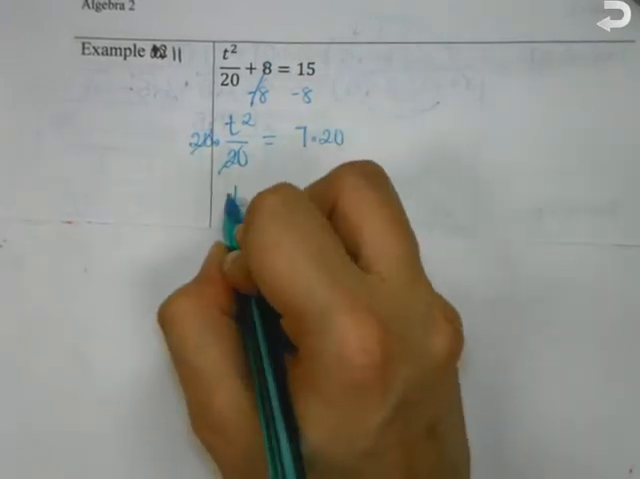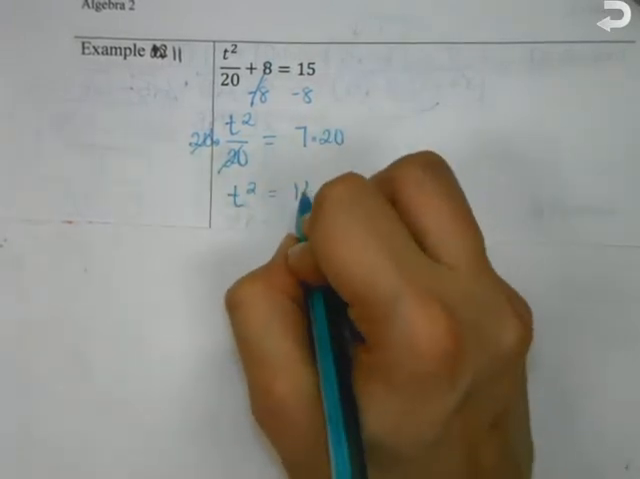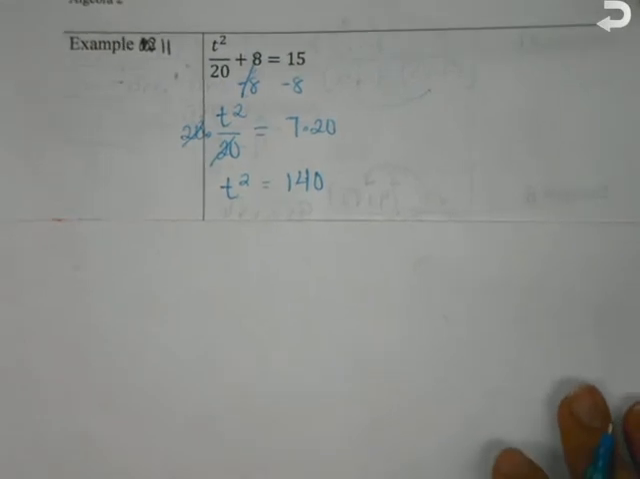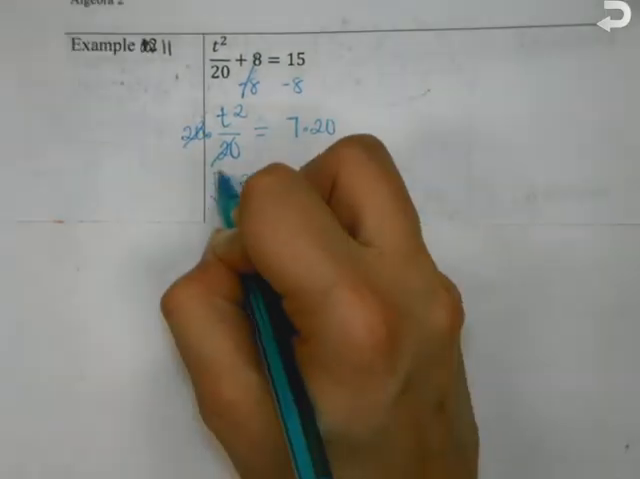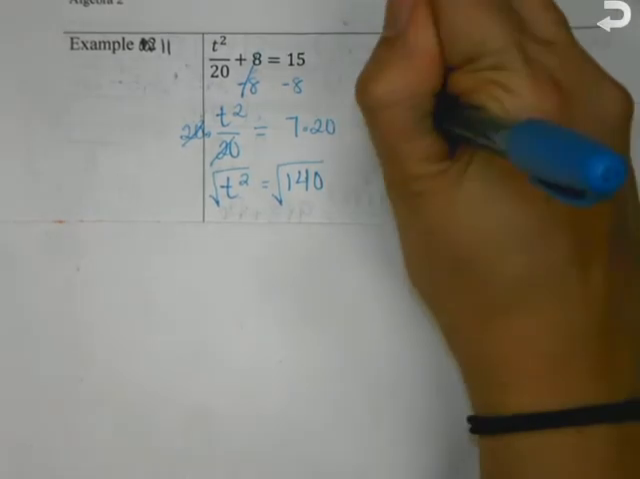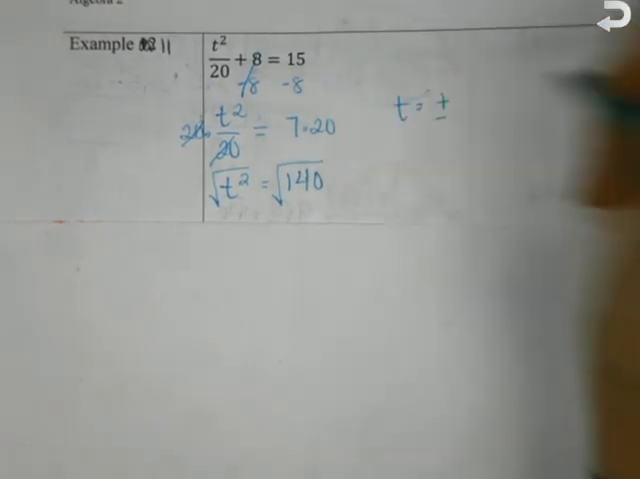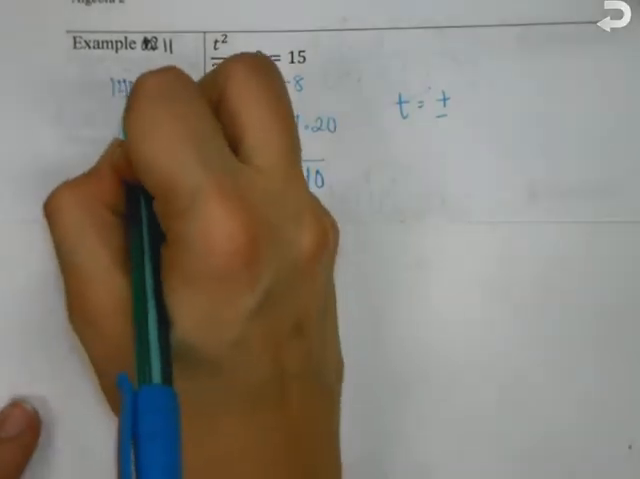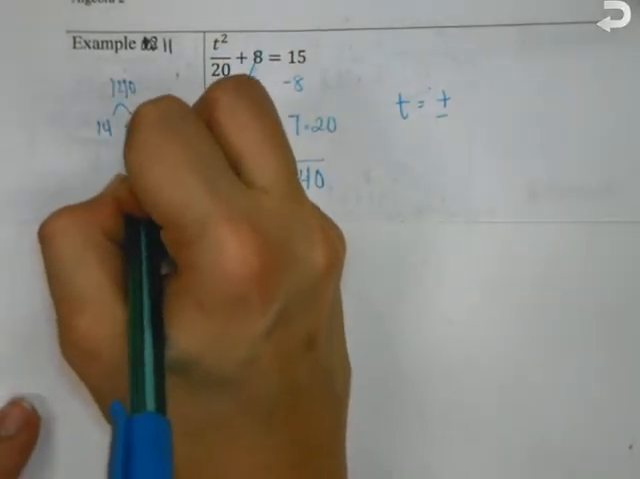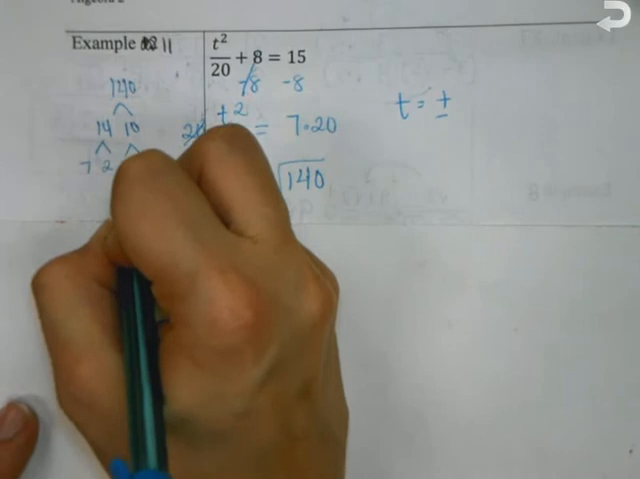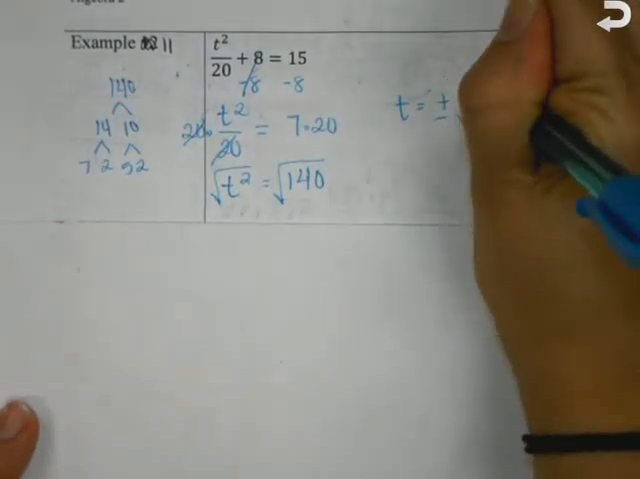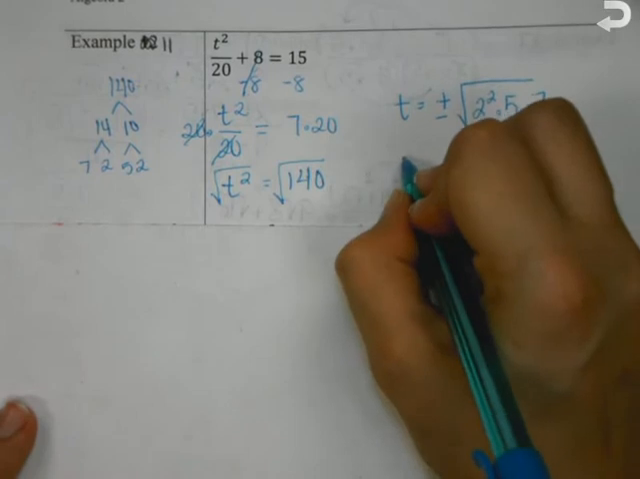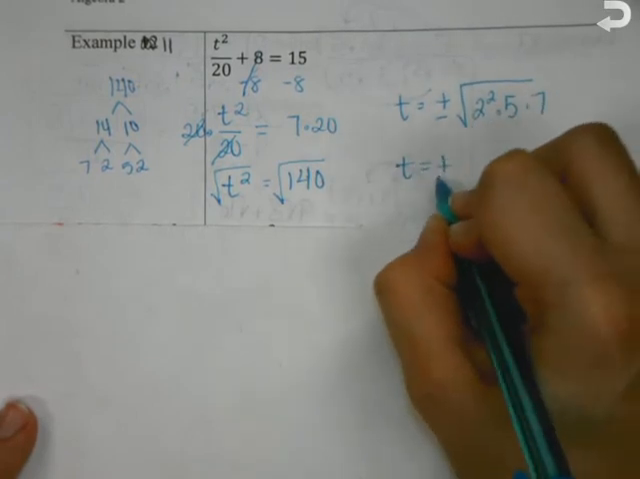Now to solve for t, I'm going to take the square root of both sides. So that's going to give me t equals plus or minus. 140 breaks down to 14 and 10, which is 7 and 2, 5 and 2. So that's going to be plus or minus 2 squared times 5 times 7. So my answer is going to be plus or minus 2 root 35. One more.